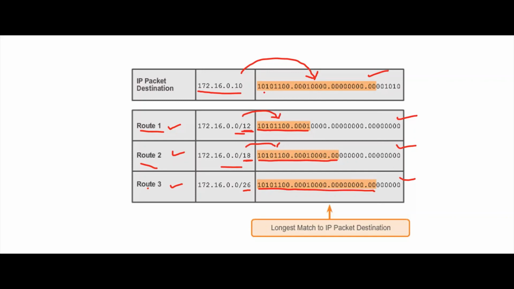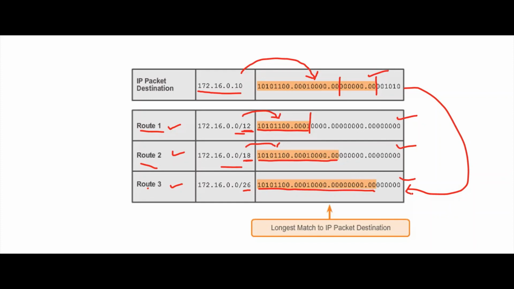Now what I'm going to do is make a match. Your routing protocol is going to do the match. This route is matching only up to this point. This route is matching only up to here, and this route is matching up to here. So I'm going to select this as my best path.